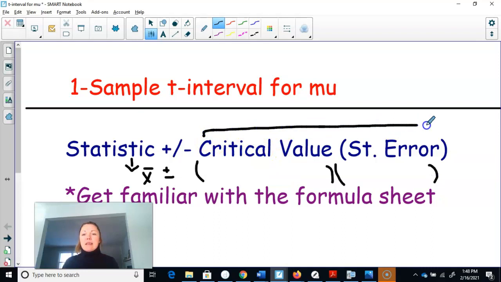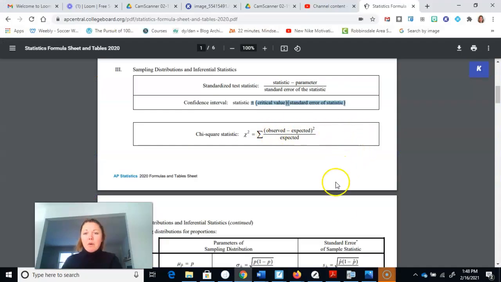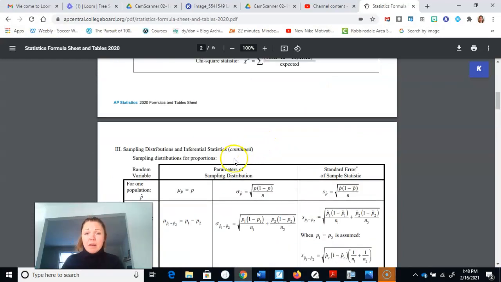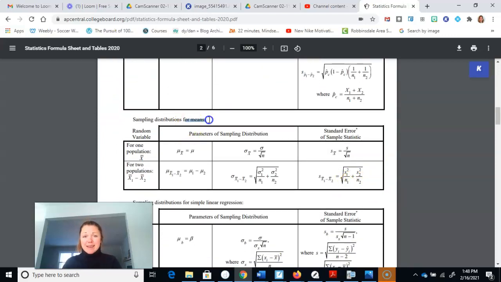Keeping in mind, guys, that this right here is my margin of error. Okay, don't forget that. Now let's look at our formula sheet. We want the standard error of a statistic. Well, now my statistic is a mean. You can see here, we have the sampling distribution for proportions where they give you what your center is of your curve, your standard deviation, as well as the standard error when we're using that confidence interval. Now we're dealing with means right here, okay? So it outlines it there for us.